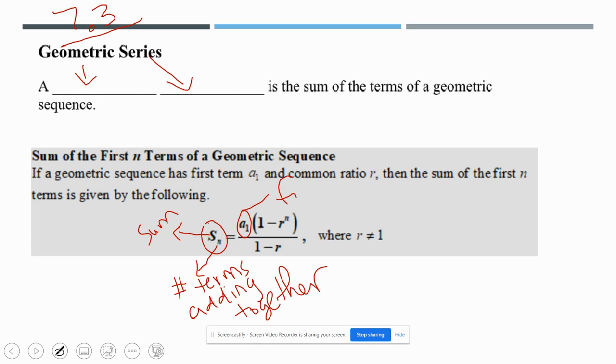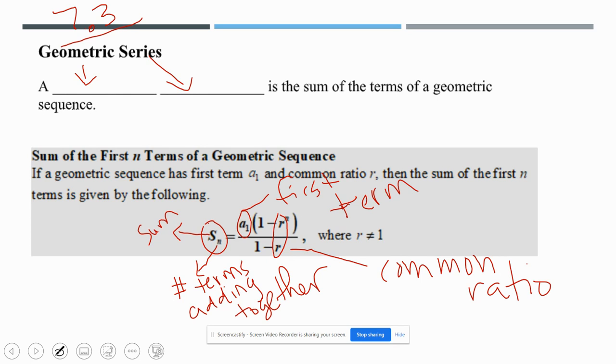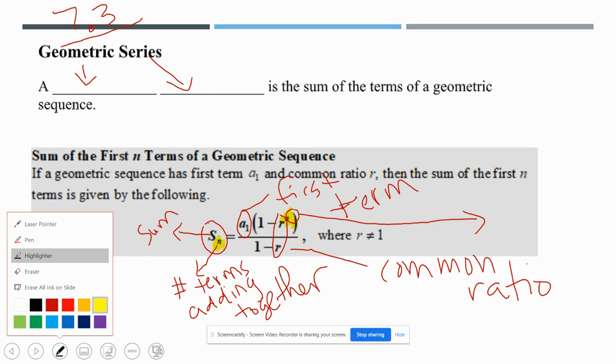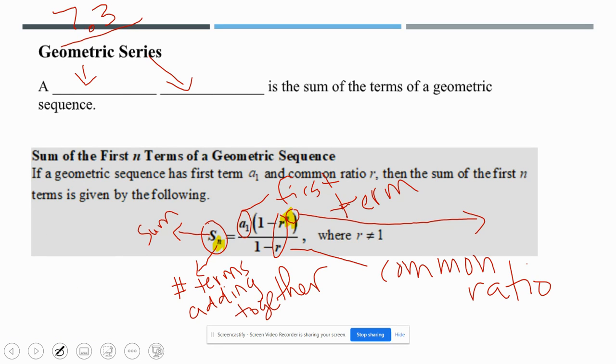A sub 1 is still your first term. Both of these r's should be the exact same value, and that is your common ratio. And these two n values should be the same, because again, that's the number of terms that you're adding.